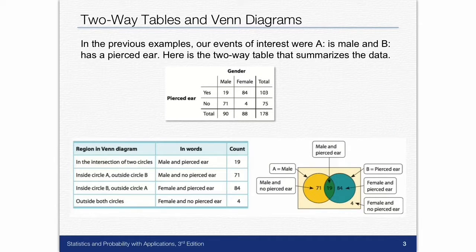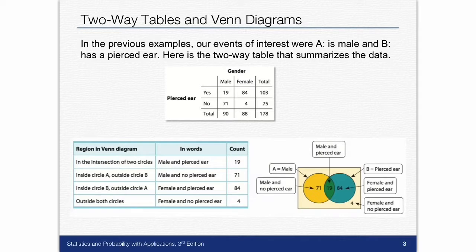So in the previous example, our events of interest were A is male, B has pierced ears. So here's a two-way table that summarizes this data. A is male, B is pierced ears. A is male, not A is then female. B is pierced ears, and not B is not pierced ears. All right, so here's our circle. A is male, B is pierced ears. So the blue is the pierced ears, the yellow is male or not male.